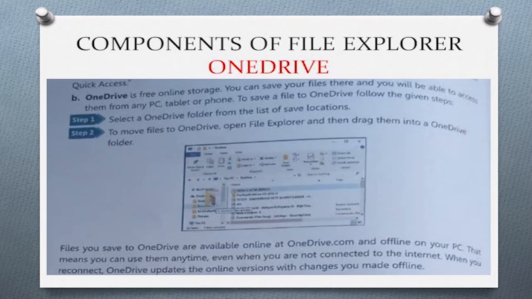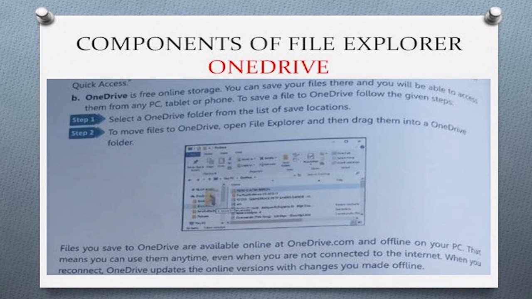Next component of File Explorer is OneDrive. OneDrive is a free online storage. That means it is a storage place. You can save your files there. You will be able to access them from any PC, tablet or phone. To save a file to OneDrive, follow the given steps. Select the OneDrive folder from the list of saved locations. Step 2. To move files to OneDrive, open File Explorer and then drag them into the OneDrive folder.